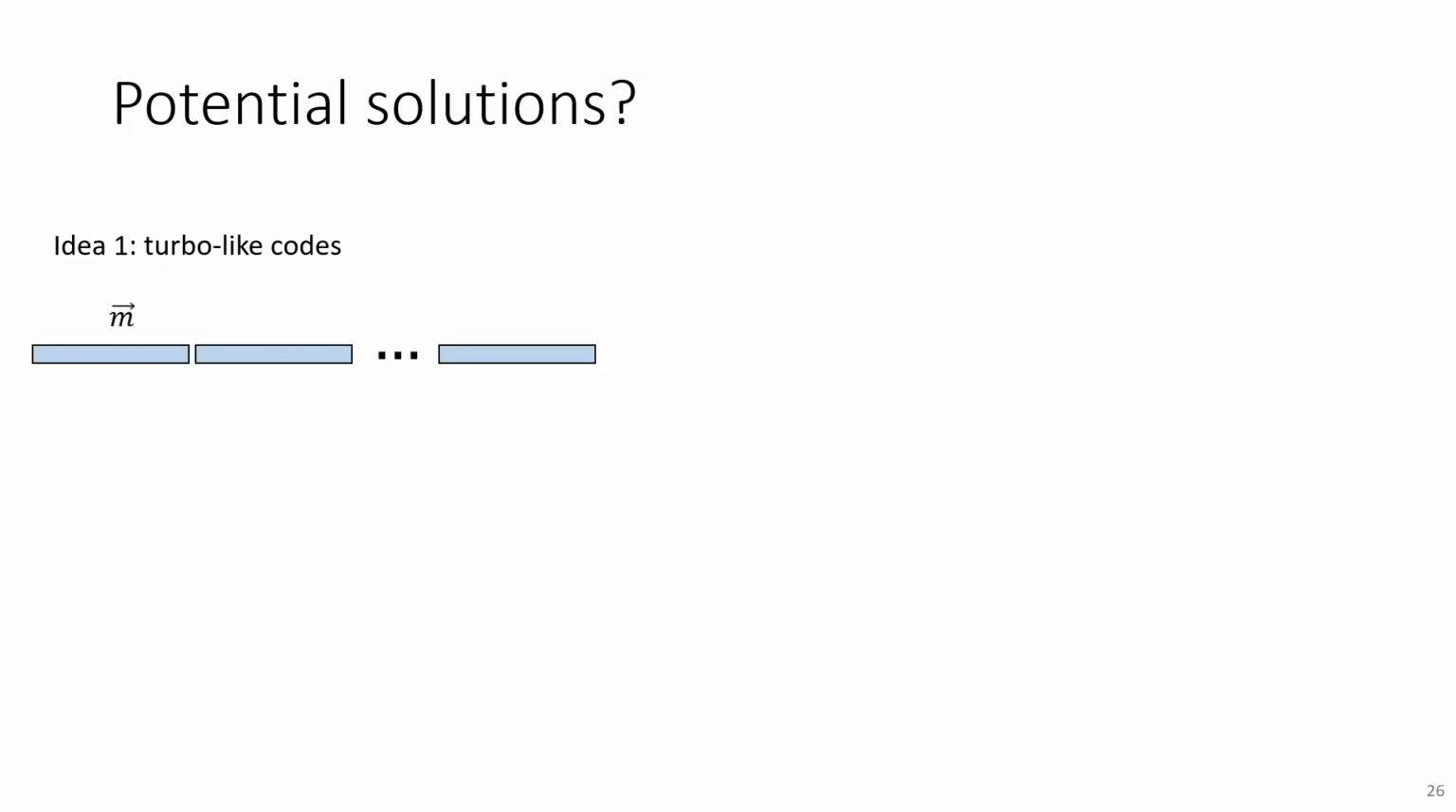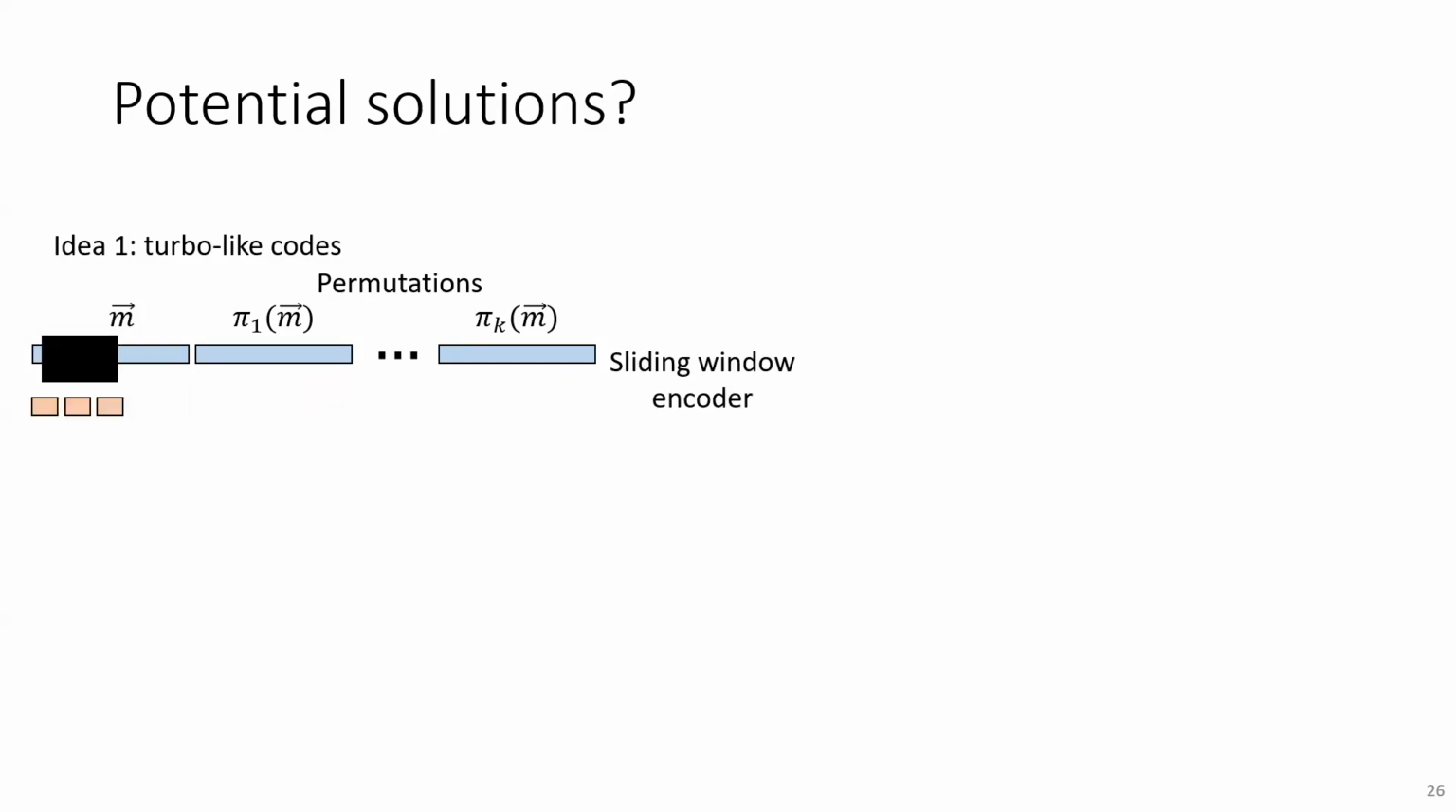I tried to think about different ways to solve this problem. My first thought was to use turbo-like codes, which have a kind of sliding window encoding algorithm. In this case, if you take the original message and maybe you get several passes over permuted copies of the message, then to produce the codeword, you move over the message streams in a sliding window algorithm, producing the entries of the codeword one at a time.